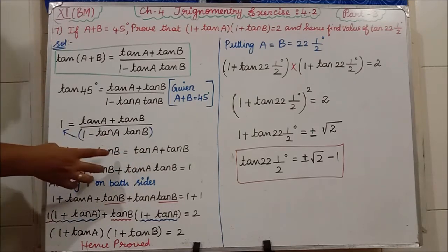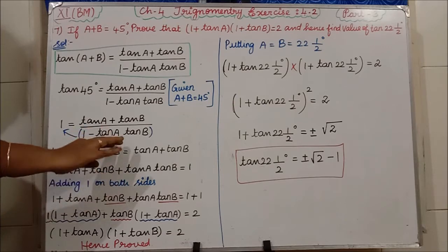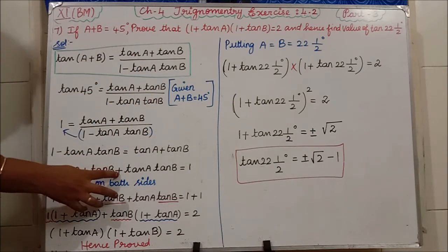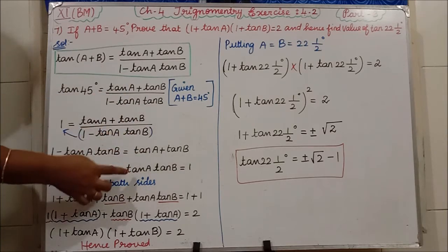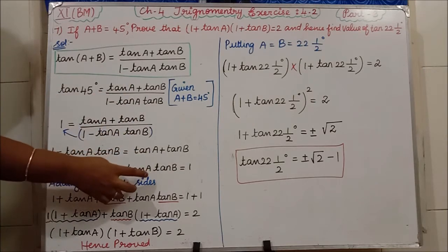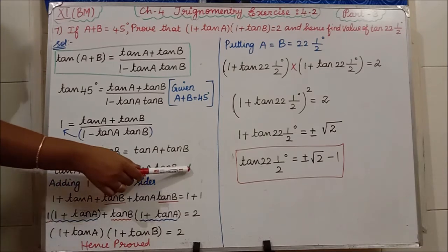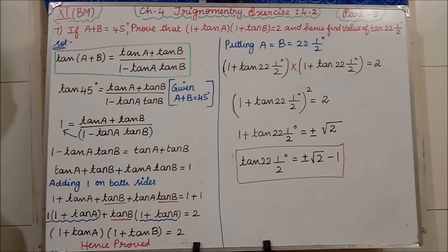The next step, I am taking the minus tan A into tan B to the right hand side. What it will become? Tan A plus tan B, if it goes that side, it will become positive, plus tan A into tan B is equal to, yeah, plus 1 is there, also equal to plus 1. What we have to prove in the question? 1 plus tan A into 1 plus tan B equal to 2 we have to prove. But still now we are having in the RHS part equal to 1. So another one we need, isn't it?